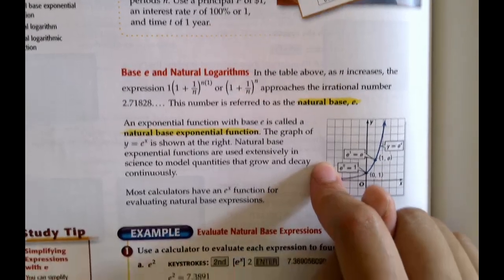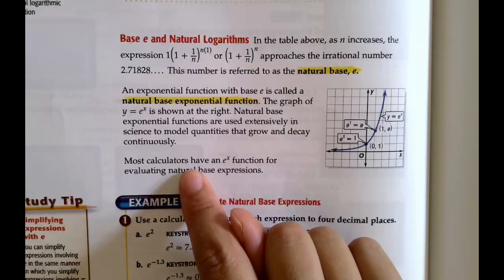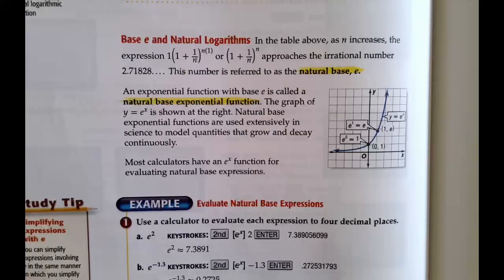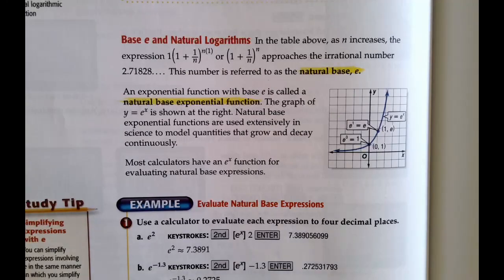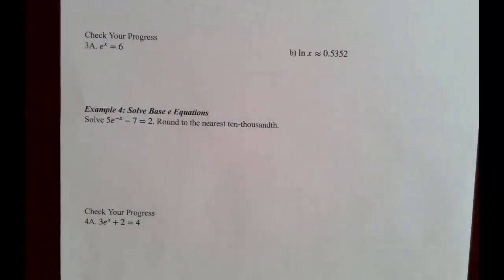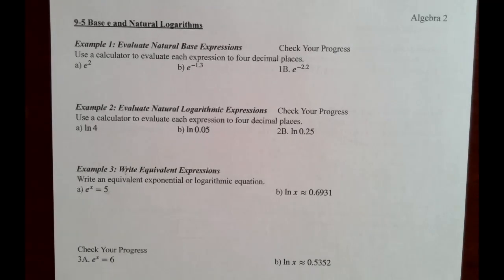As a result, because of how common this is, most calculators have an e to the x function for evaluating these natural base expressions. And so that's going to take us to our first example, which is just seeing if we can enter it into our calculator. So we're going to use a calculator to evaluate each expression to 4 decimal places.